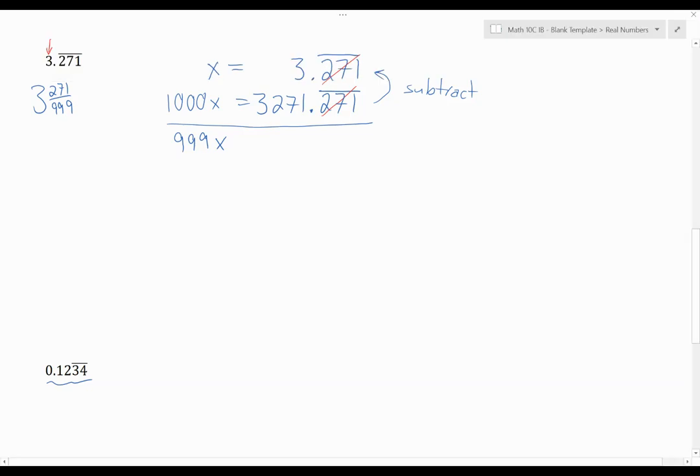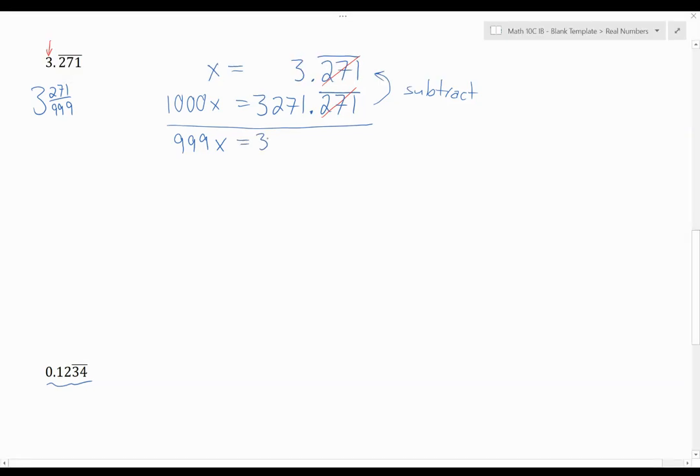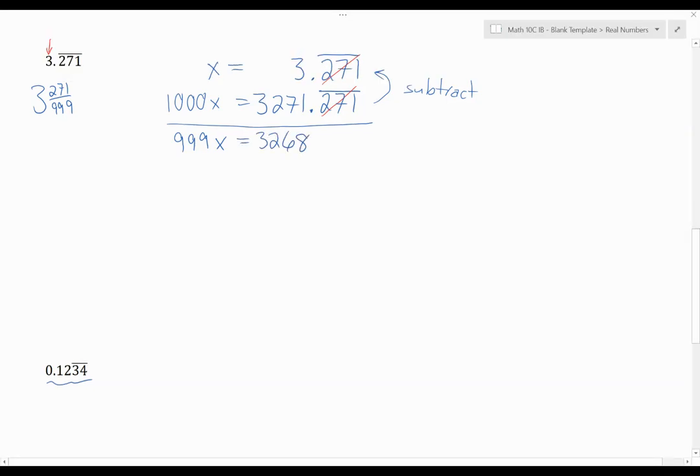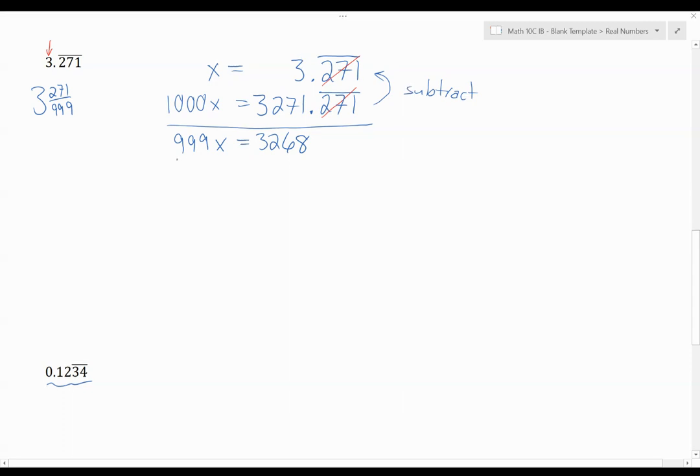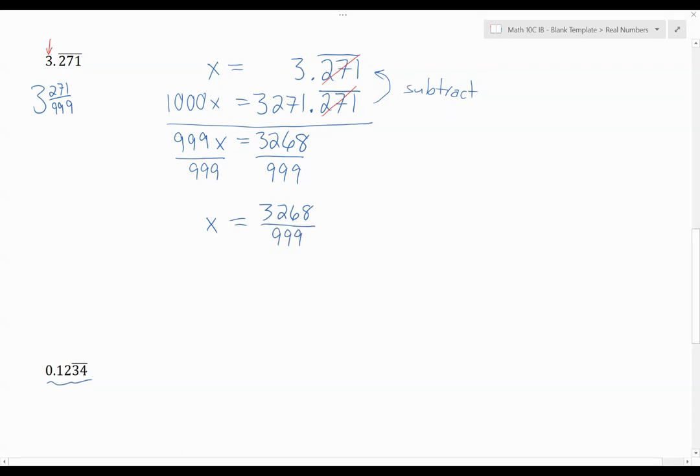Oops, switch back to my blue pen. So 3268. That can then get divided by 999 in order to figure out what x is. Remember, x was the number I was trying to convert into a fraction. So 3268 divided by 999 is what I have.